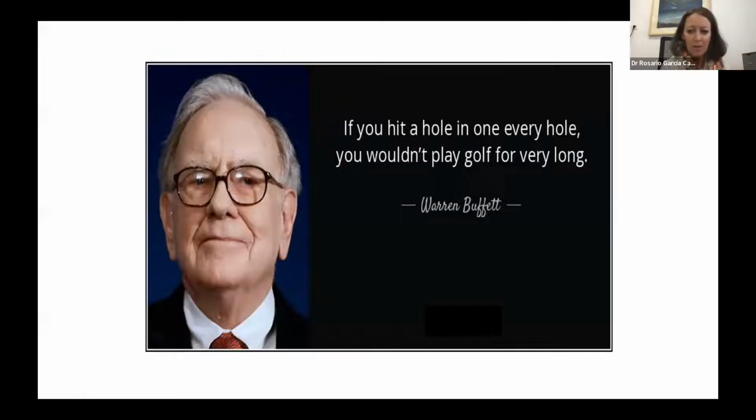Well, we have started with osimertinib. I don't play golf, but I have many friends who play golf. And I think this is something very common for those who are used to golf. If you hit a hole in one in every hole, you wouldn't play golf for very long. So one of the main arguments is that if we use osimertinib from the very beginning, maybe we are losing opportunities to do this kind of sequencing approach.